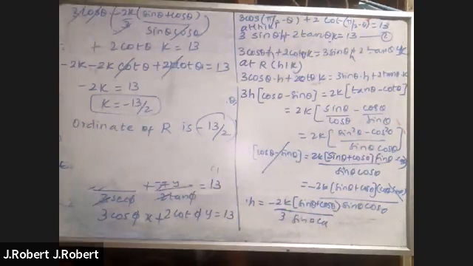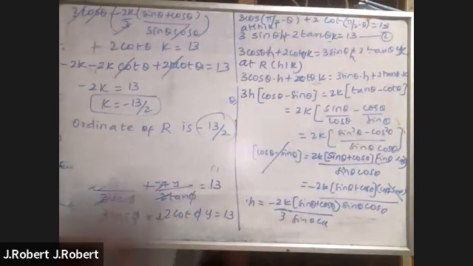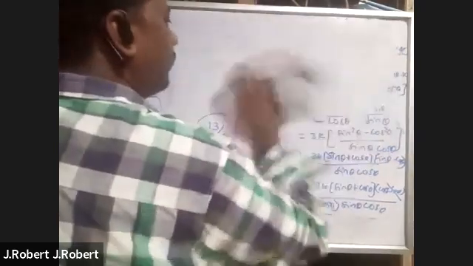The tangent at the extremity, in the first point of the latus rectum of the hyperbola. Latus rectum of the hyperbola, x square by 4.